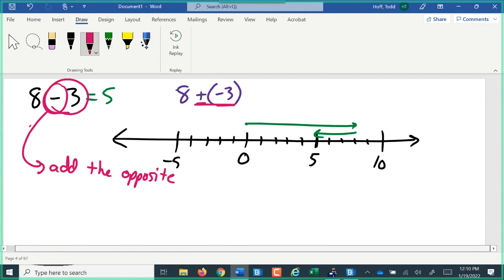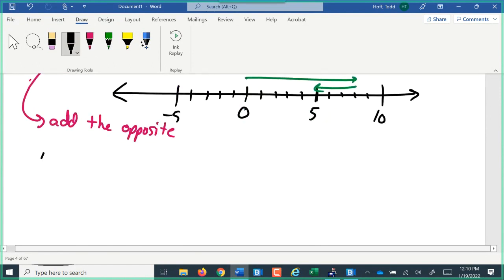Now again, 8 and 3 were both positive. We know how to subtract those, so I wouldn't bother changing that. If I have something like 48 minus 16, I'm just going to do 48 minus 16 is 32. I'm not going to turn that into adding the opposite.